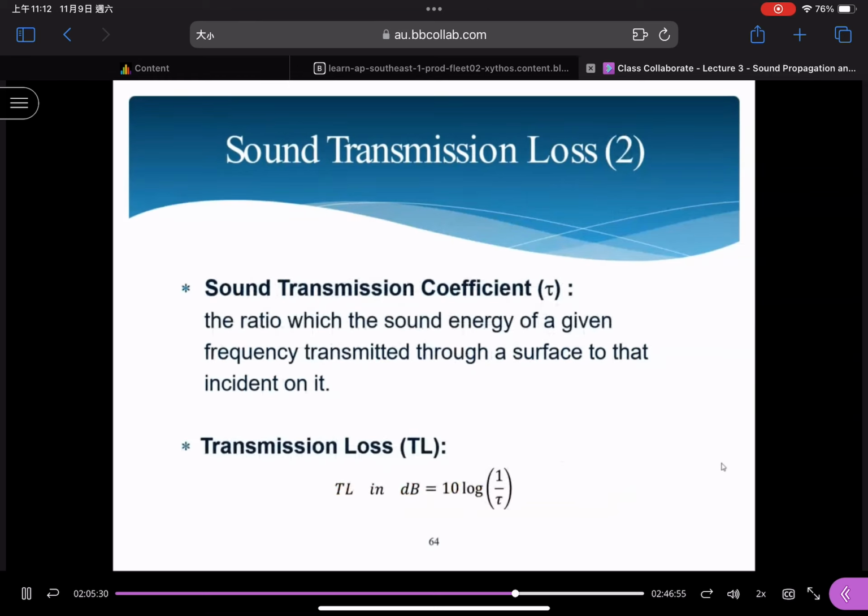Sound transmission coefficients, when we are talking about coefficients, all of them do not have units. Similar to the sound absorption coefficients, this is a non-unit coefficient. We use power to represent the transmission coefficients. In terms of the transmission loss, we can write it in this form. When we write transmission loss in dB, we can use this equation.